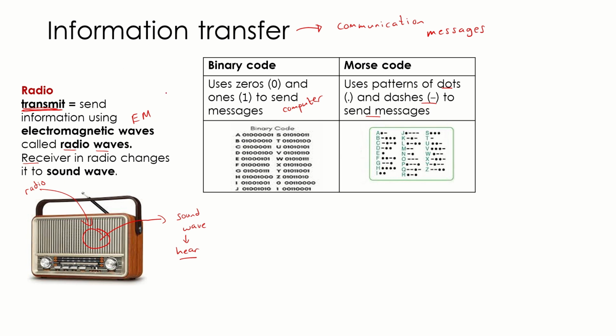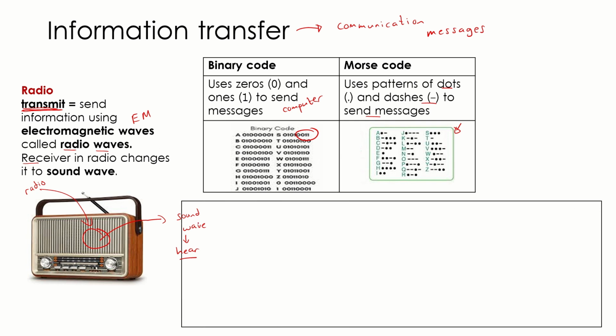Both of them were used to send information or messages. So both of them send messages. This one uses ones and zeros in a computer, and this one used dots and dashes. They could use it as light flashes, as sound going through something, as many different things. But it's a pattern that lets out a message.